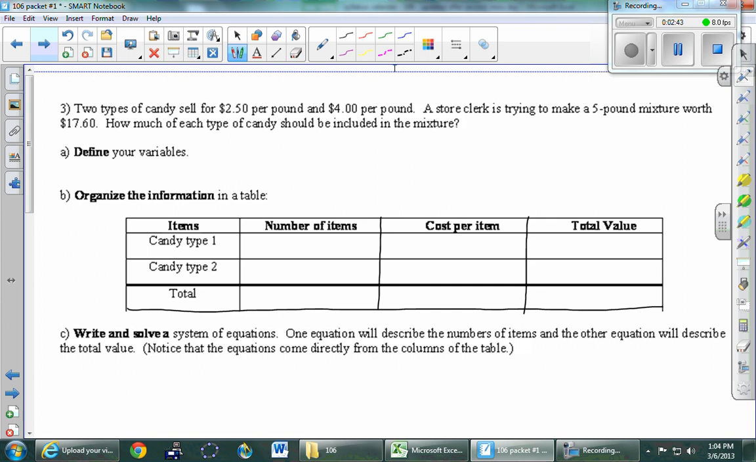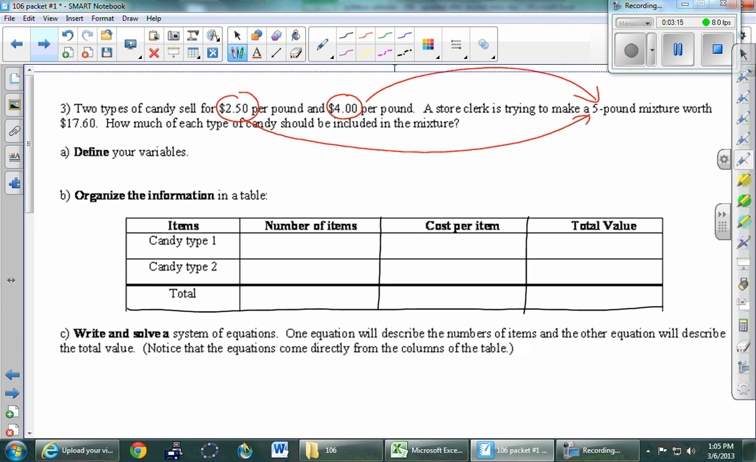Okay, so let's think about this problem. If we used only the more expensive candy, and we were making 5 pounds, and it was all the more expensive candy, how much would we charge for that 5 pounds? $20. Everybody see that? And $20 is more than I want to charge. I want to make something a little bit cheaper than that. If we were to use only $2.50 candy, and we made 5 pounds of it, how much would we charge for that? $12.50, right? 5 times 2.50. I want to charge more than that.